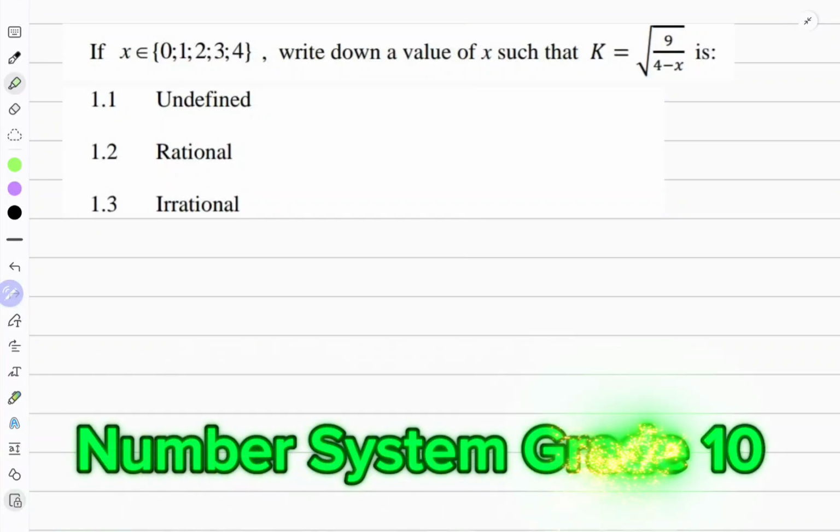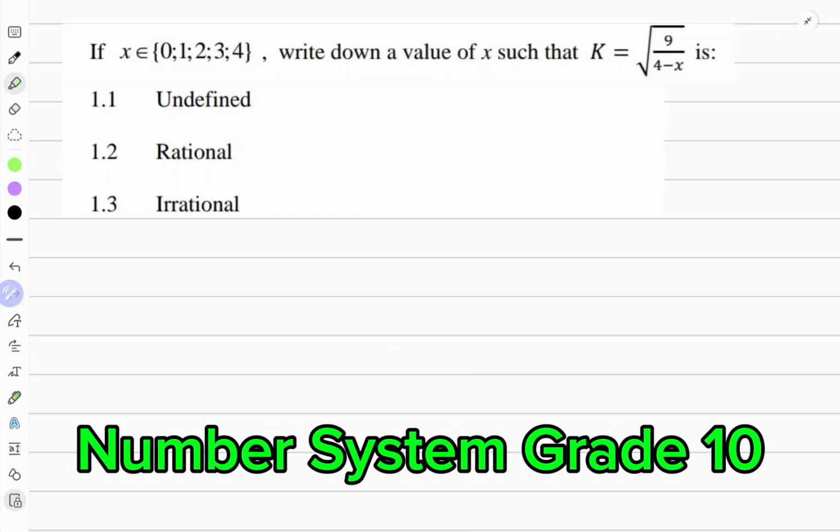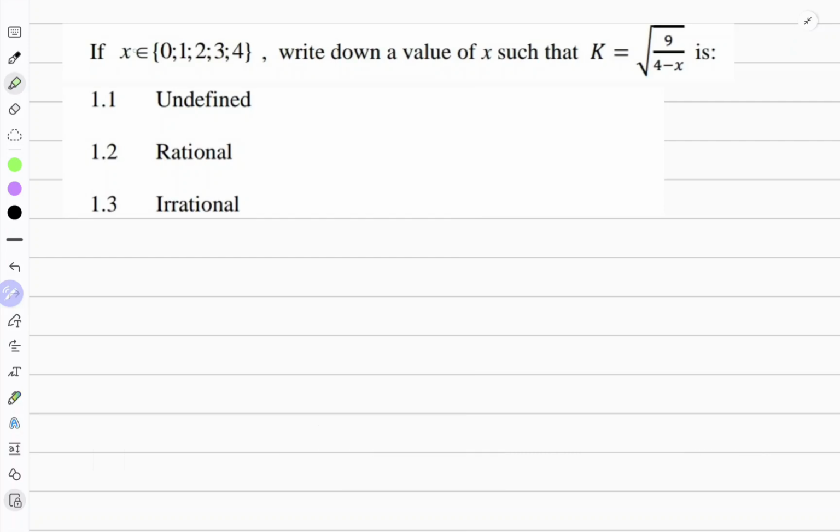Hi guys, let's solve the following problem on a number system. So the scenario goes as follows. It says if x belongs to the set of numbers 0, 1, 2, 3, 4, write down a value of x such that this expression becomes undefined, rational, and irrational.